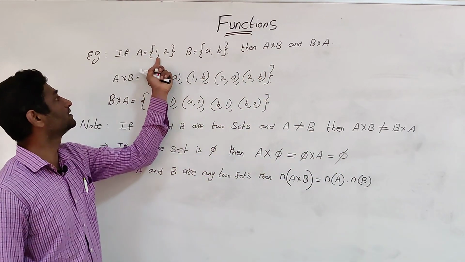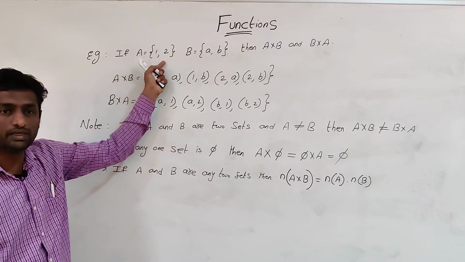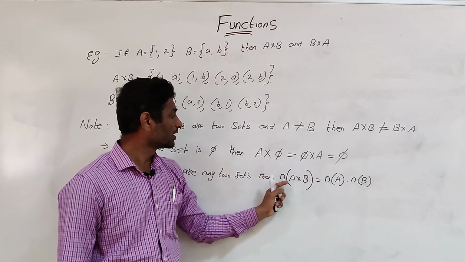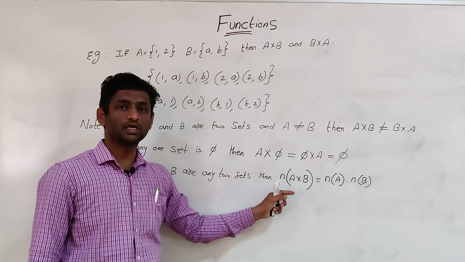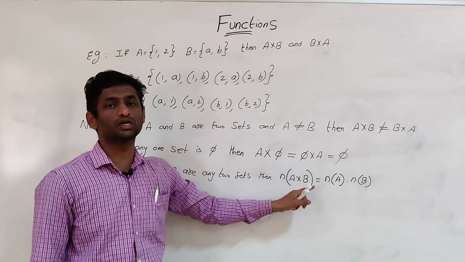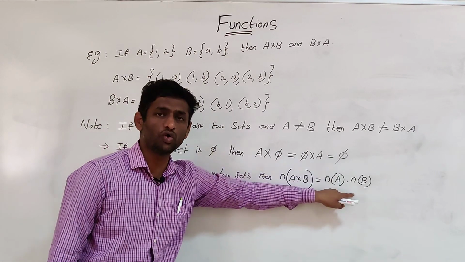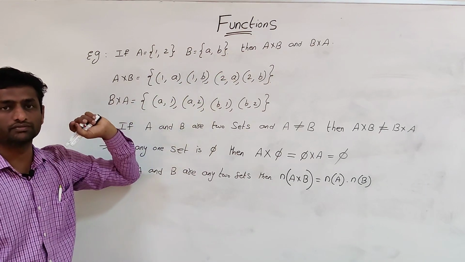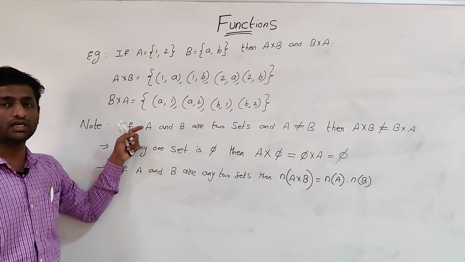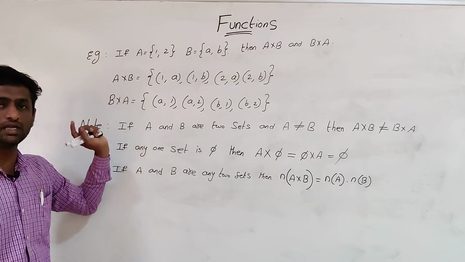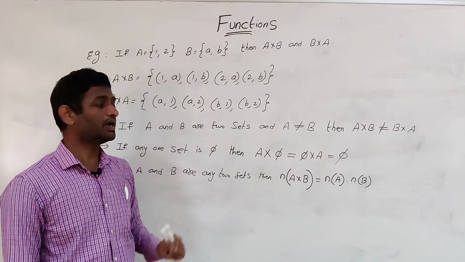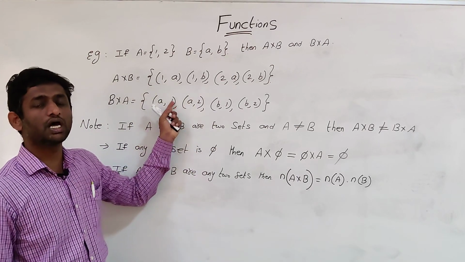Means the number of elements present in set A times the number of elements in set B. So how many elements are there in set A? 2 elements, and in set B 2 elements. 2 twos are 4. So the number of elements in the Cartesian product will be 4. And what are those 4 elements? 1a, 1b, 2a, 2b. Similarly, for the Cartesian product B cross A it is also n of B into n of A, which is also 4. But these two sets are not equal.